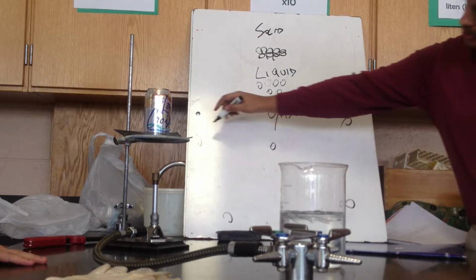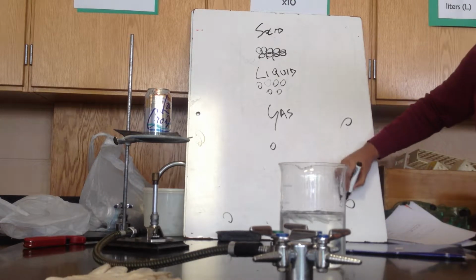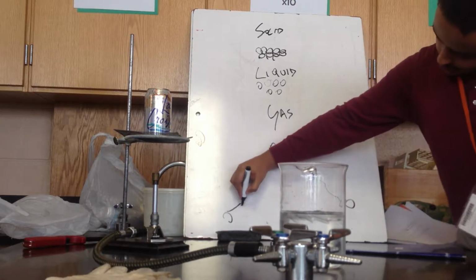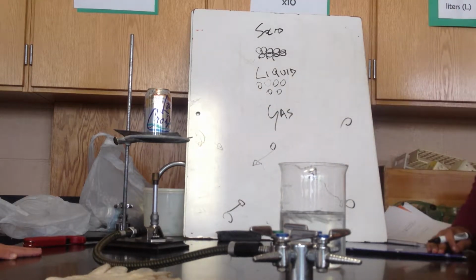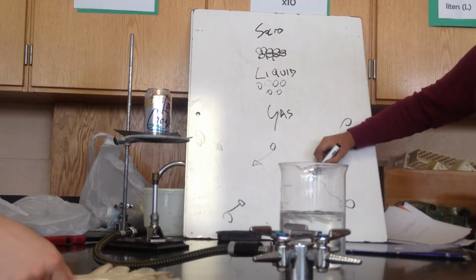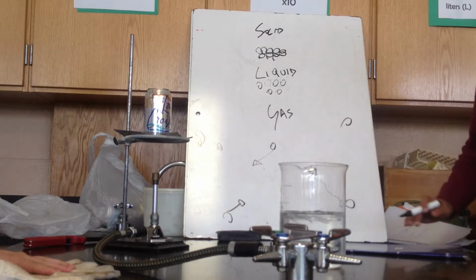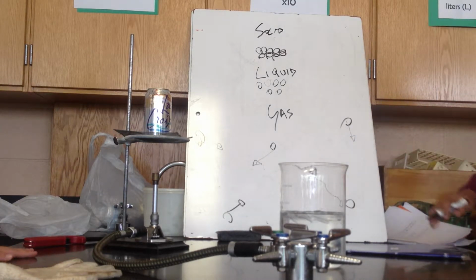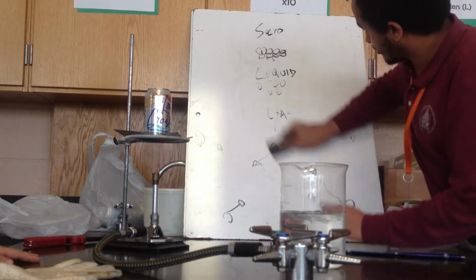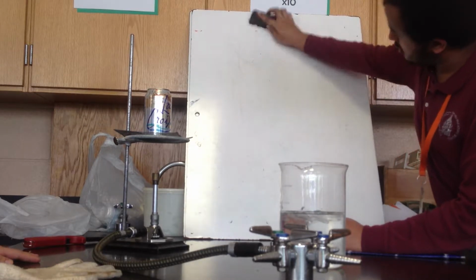When we look at gas particles, these are the particles, these are the atoms. The arrows represent the speed of the particles. If the arrow is longer, it means more speed; shorter, less speed. So this one, more speed or less speed?